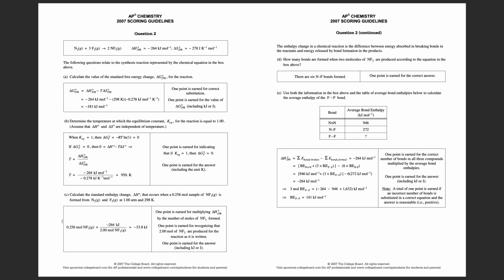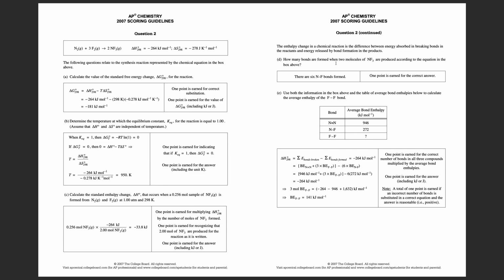So put your given amount right here from the problem, and every time 2 moles of NF3 form, that's when you get that enthalpy change, negative 264 kilojoules per mole. And goodness, 3 points there possible to earn. I wouldn't have expected that. That should be a straightforward thermochemistry question for everyone.